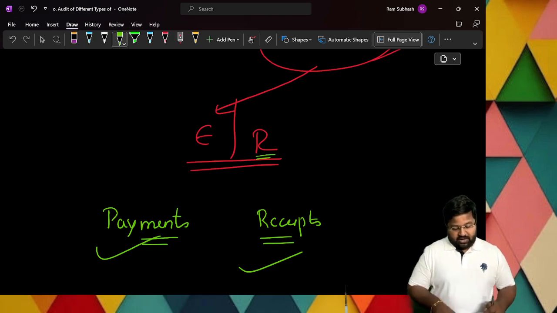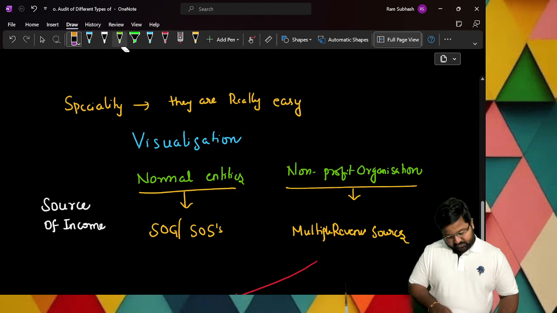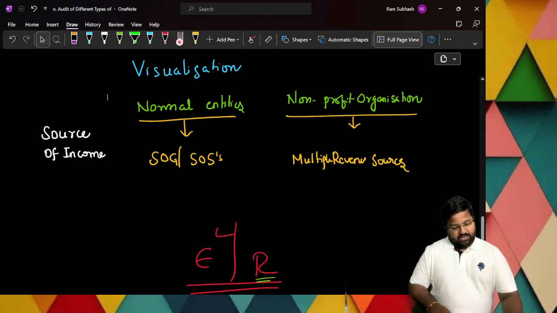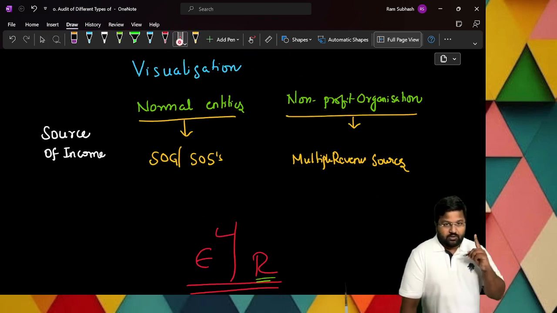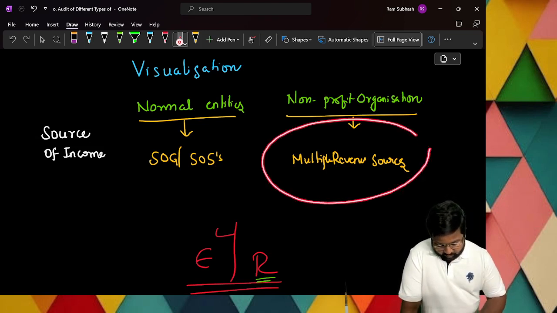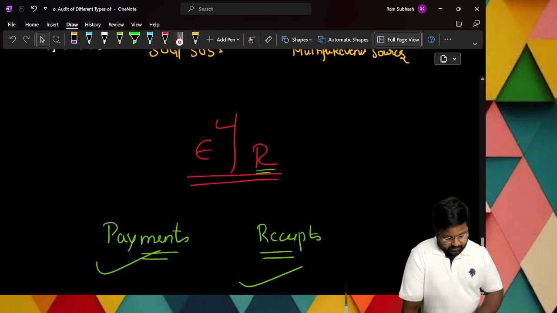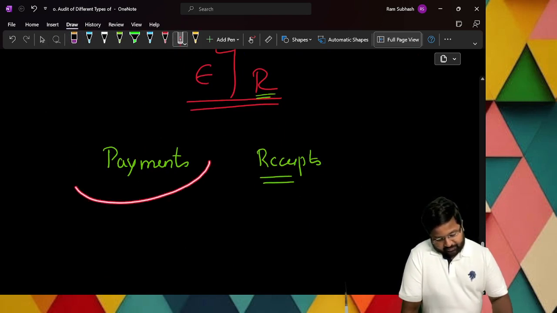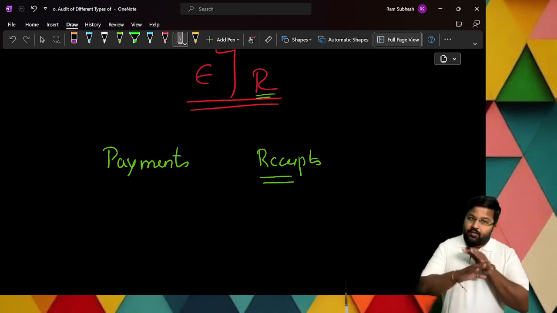The first thing you need to remember is that visualization is a technique which you need to follow. And there is a big point of difference in the revenue source. In a normal organization it is supply of goods or supply of services, but in the case of non-profit organizations, the revenue source will be from multiple areas. So we should have a clear-cut idea of payments and receipts, and if you do the audit of those two areas, the audit is done.